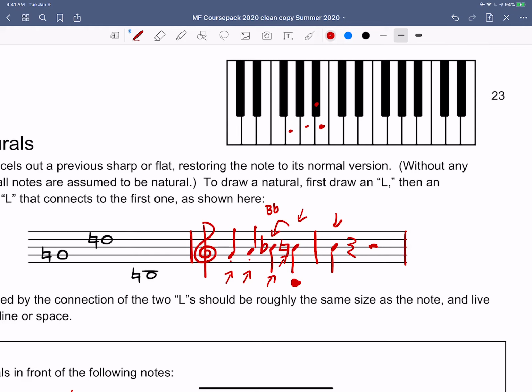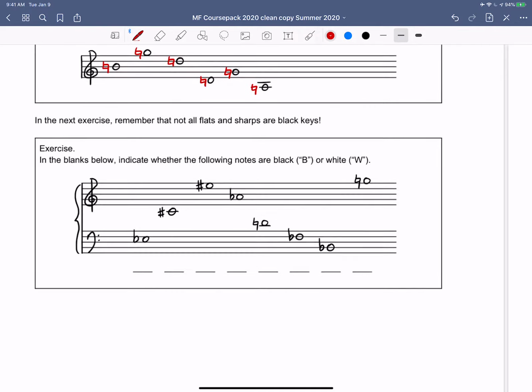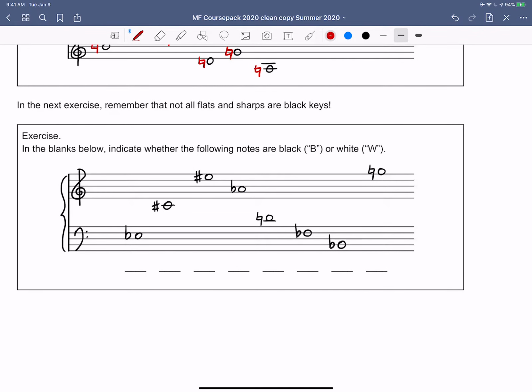So the natural sign is particularly useful when you've just had a flat or a sharp and you want to cancel it out. Now, with that in mind, let's do the next exercise together. This is a question that you're going to have quite frequently on your quizzes this term, determining whether notes are black or white.